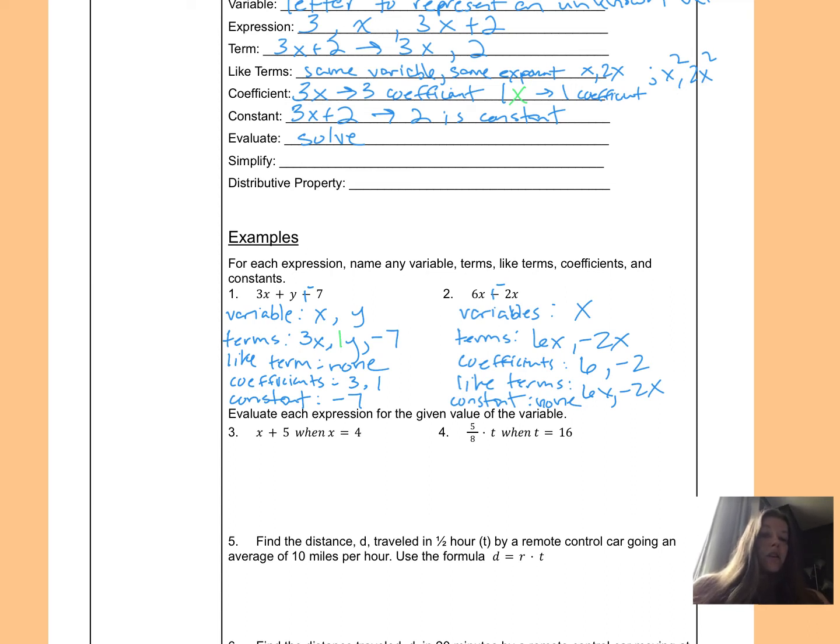All right, now we're going to evaluate. So it tells us x plus 5 when x equals 4.